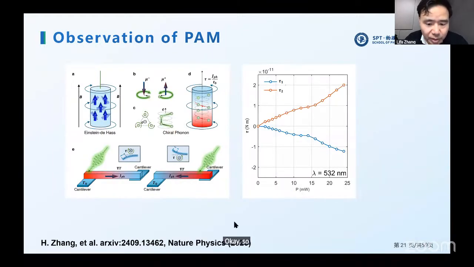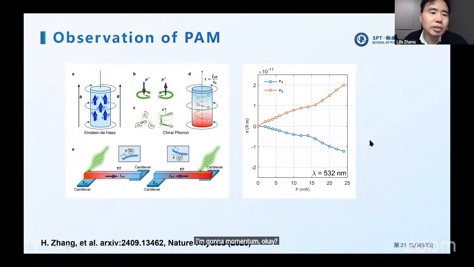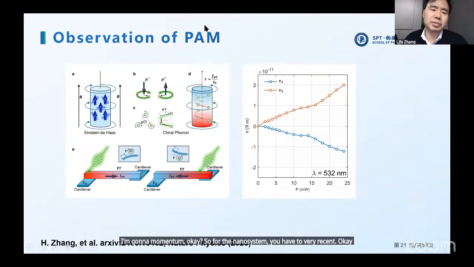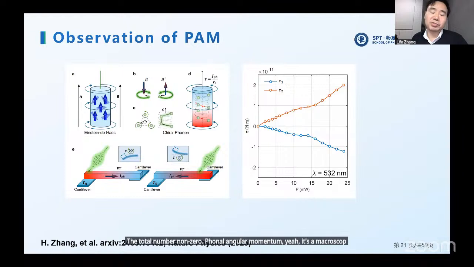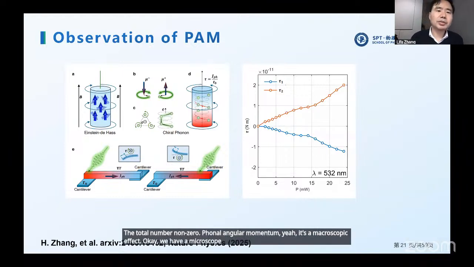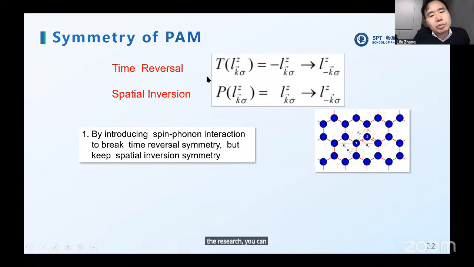Okay. So as I just mentioned, very recently they changed the temperature and found some angular momentum. So for the nanosystem, that's very recent. Okay, so for magnetic systems, we can find the total non-zero phonon angular momentum. It's a macroscopic effect. Okay, for the non-magnetic system, how about the phonons? We can still do research, because we still need to study the symmetry of the angular momentum.